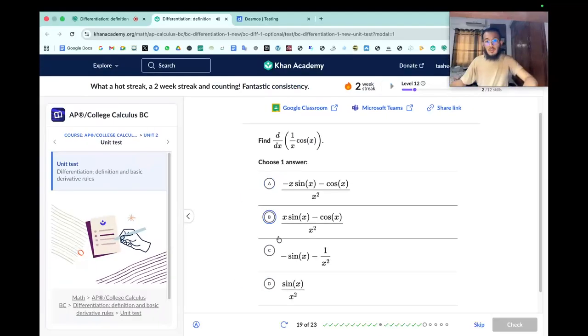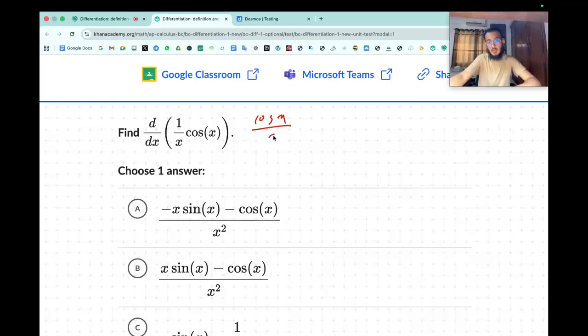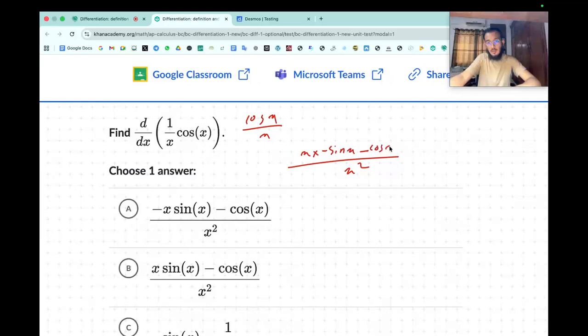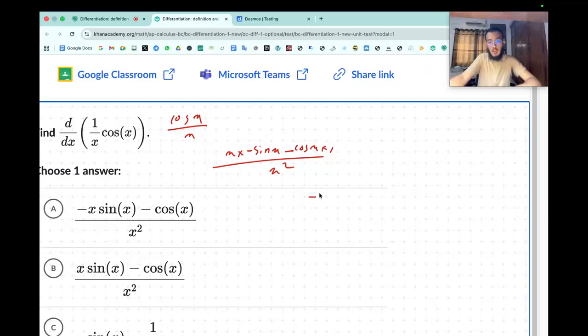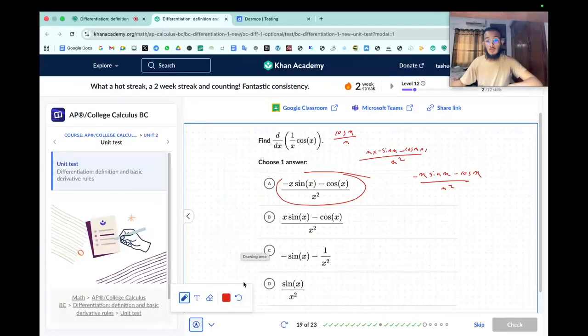Okay, differentiation of this thing is a product rule. No, it's a quotient rule, because x is the same as cos x times x. So x squared, x times the differentiation of cos x, which is negative sine x, negative cos x. The differentiation of x is 1. So negative x sine x negative cos x upon x squared. As you can see, this matches exactly with option A. So this is our answer.